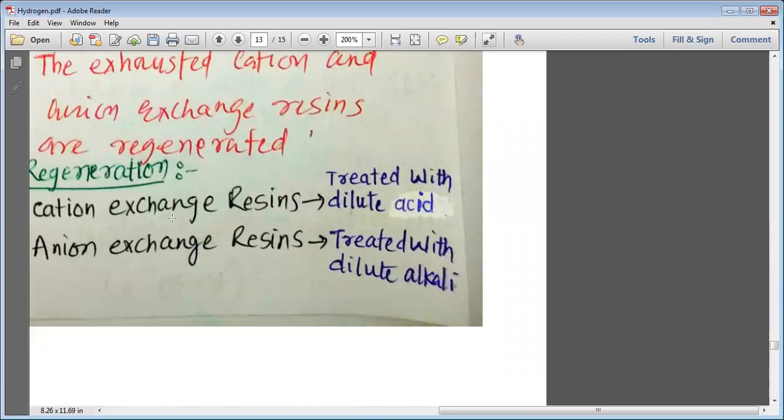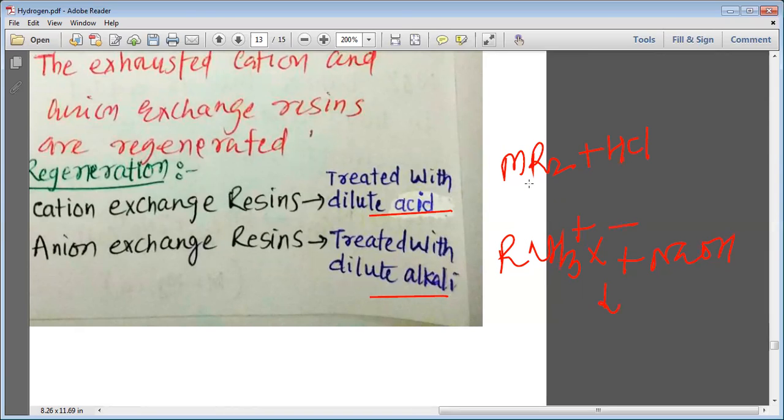My dear students, I want to make you understand this regeneration process very well. So this cation exchange resin, which is formed in the form of MR2, and anion exchange resin, which is formed in the form of RNH3 plus X minus. This MR2 is allowed to react with a dilute acid. Let's say dilute HCl is used. It is allowed to react with the dilute alkali. So let's say NaOH is used.